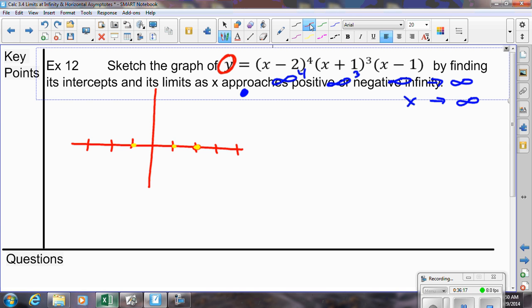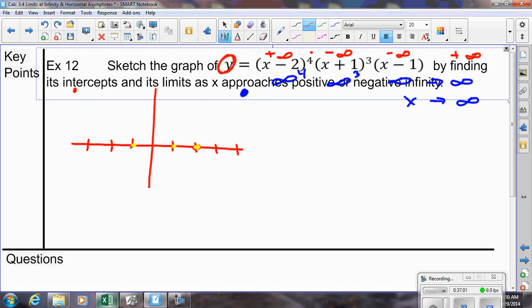Okay, let's take x approaches negative infinity. Negative infinity minus 2 is negative infinity, to the 4th power. What happens when you multiply 4 negatives? This is going to go to positive infinity. Negative infinity plus 1 is negative infinity. You cube it, this is going to negative infinity. And then negative infinity minus 1. So positive times negative times negative. This should be also approaching a positive infinity, so we need to have something that looks like this.